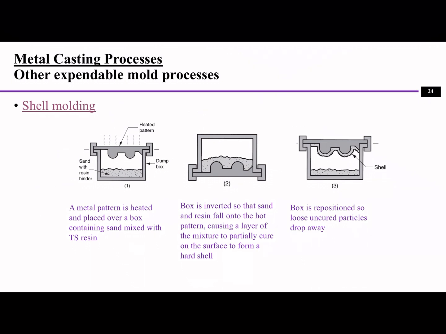Other than sand casting, there are also some other expendable mold processes. For example, shell molding. Shell molding is a process where first we create a metal pattern. The metal pattern is heated and placed over a box containing sand mixed with thermosetting resin, and then we flip it, and the box is inverted so that the sand and resin will fall onto the hot pattern. It will create a layer of mixture that partially cures on the surface to form a hard shell. So this is a shell, created at the surface of the metal pattern.